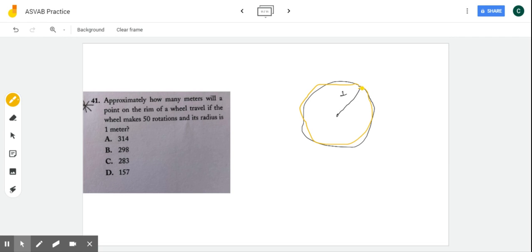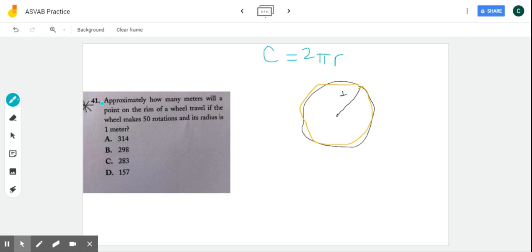Like if you had a little speck of dirt right here and it was going, how far would that be? Okay, so all we need to do is find the circumference. This is one of those circle equations to remember, is 2 pi r. So that will give us how far it goes around once. In this case, r is just 1, so that's helpful. And then it asks for 50 rotations.